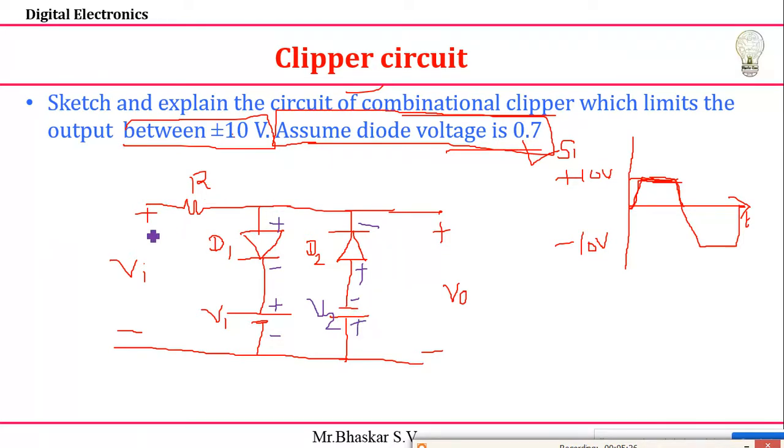So this is a circuit that I'm going to construct. By this circuit I'll easily get this waveform. But the next question is how much voltage I need to consider. That is a very important thing. So these are the reference voltages. They tell us to assume the diode voltage is 0.7. That is also given. It means these two diodes are silicon diodes, and this is also a silicon diode and this is also a silicon diode.